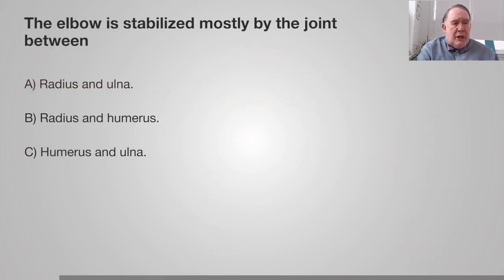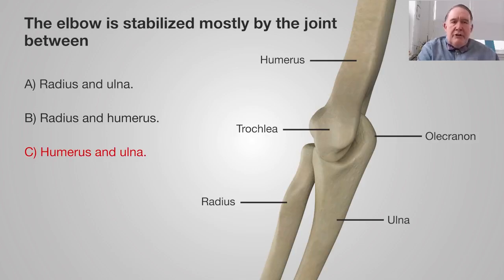So the elbow is stabilized mostly by the joint between the radius and ulna, the radius and humerus, and the humerus and ulna. If you said humerus and ulna, that's good. You recalled from our image that showed the ulna wrapping around the humerus, the olecranon process, and the relationship between the ulna and the trochlea of the humerus makes that part of the joint more stable.